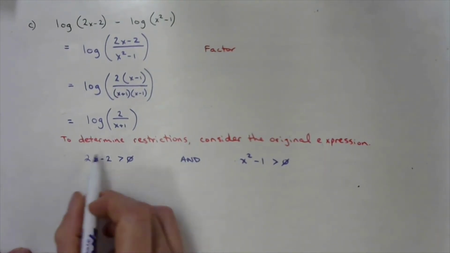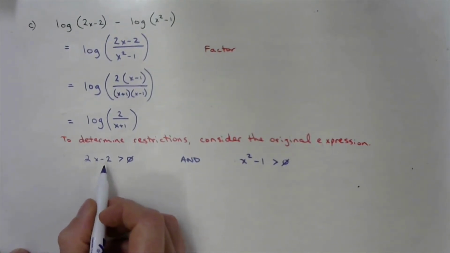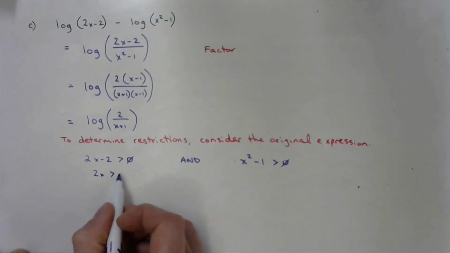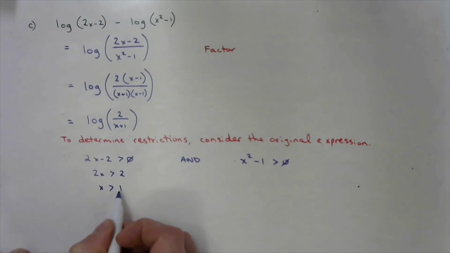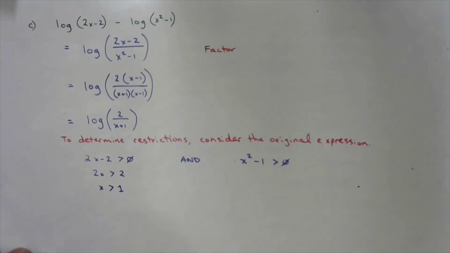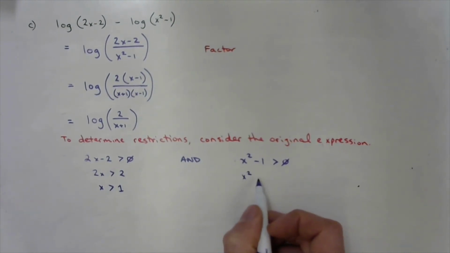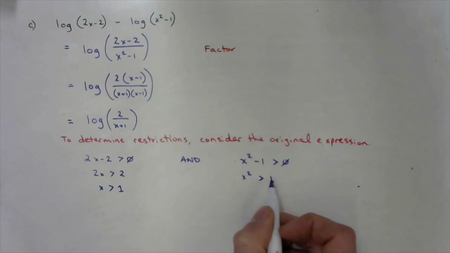So if we work this through, we're going to add 2 to both sides and divide by 2. So we get 2x is greater than 2, x is greater than 1. Okay, that will satisfy our first log. In our next log, we're going to add 1 to both sides. So we get x squared is greater than 1.